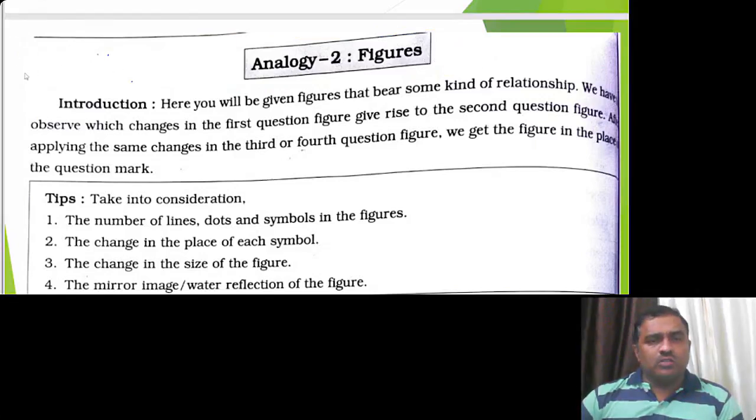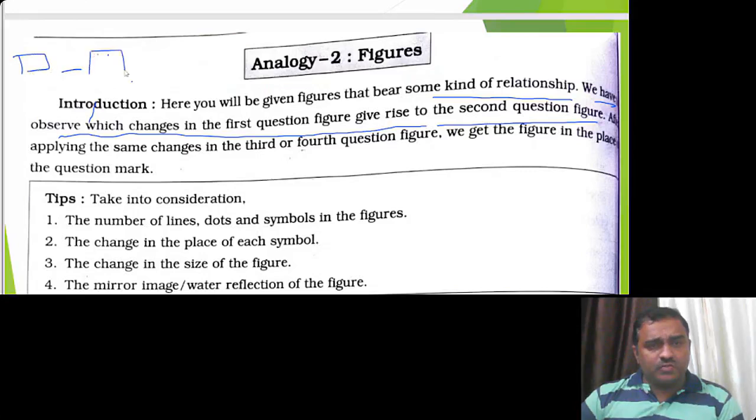Okay, now introduction. Here, you will be given figures that bear, as I already told you, some kind of relationship. We have to observe which changes in the first question figure give rise to the second question figure. Okay, means two figures will be there. We have to observe what changes have taken place in the first figure, and we got the second figure. We have to observe the changes in the first figure.